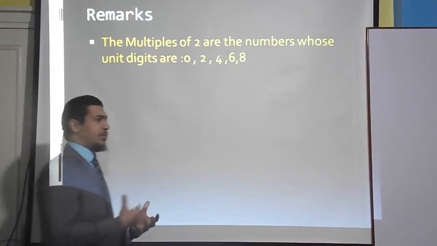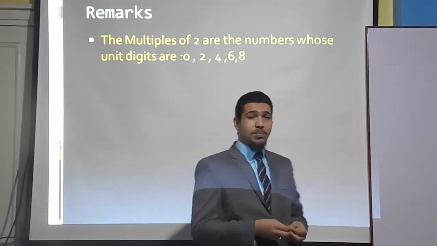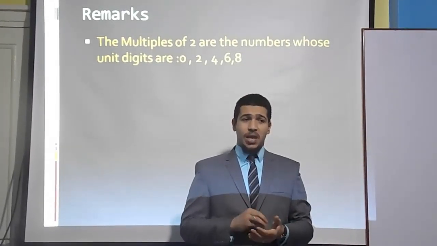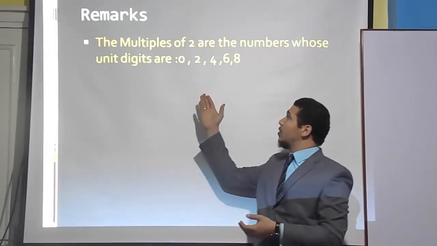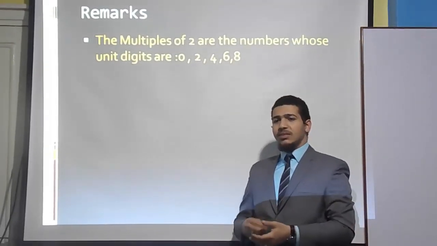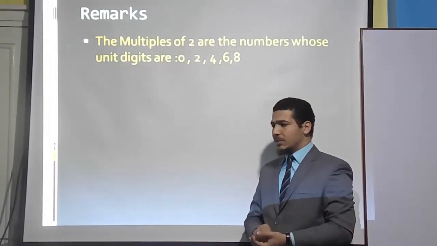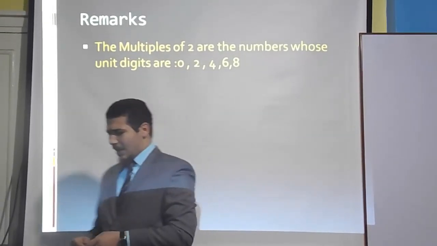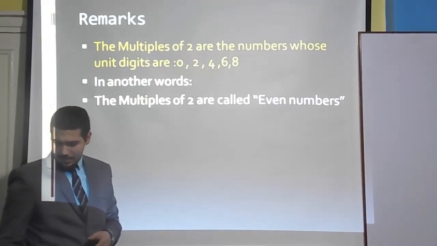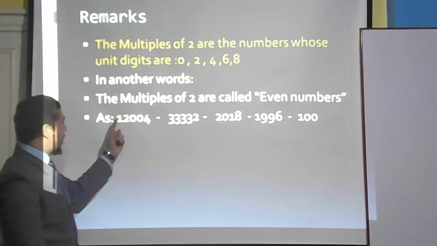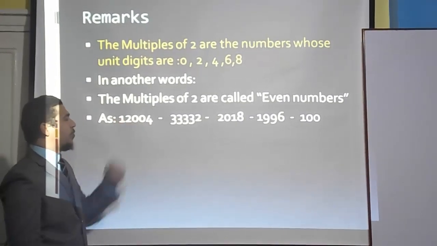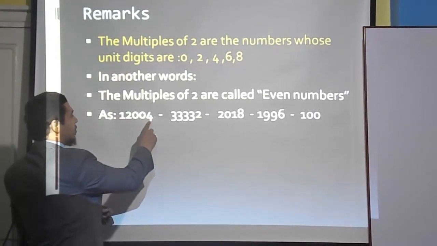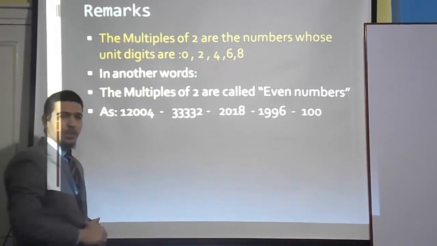What can I find in this? This means for any number, you look at the unit place. If the unit place is 0, 2, 4, 6, or 8, you realize that this number is a multiple of 2. Let's take an example. 12,004. We look at the unit place, we find 4. This means the whole number is a multiple of 2.